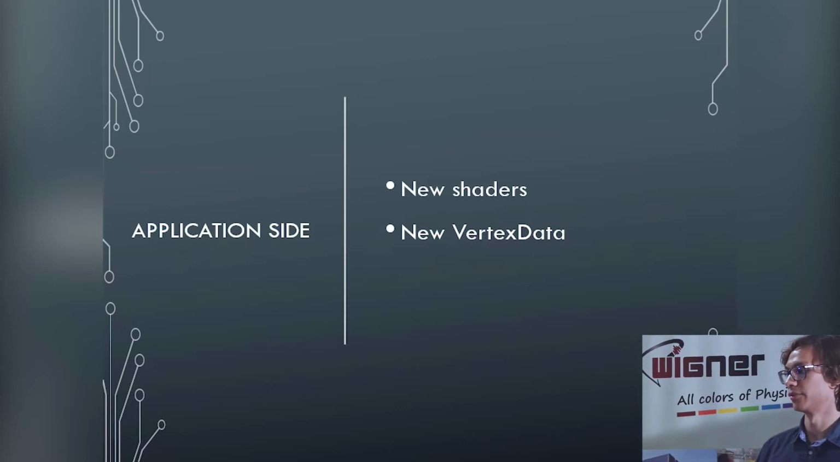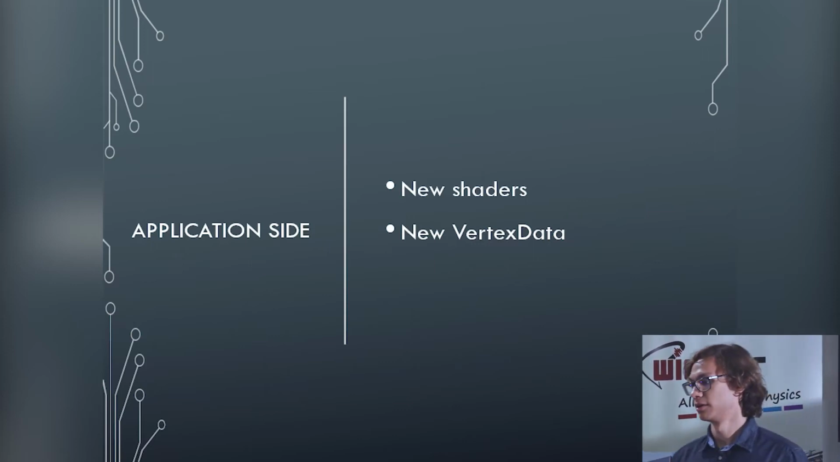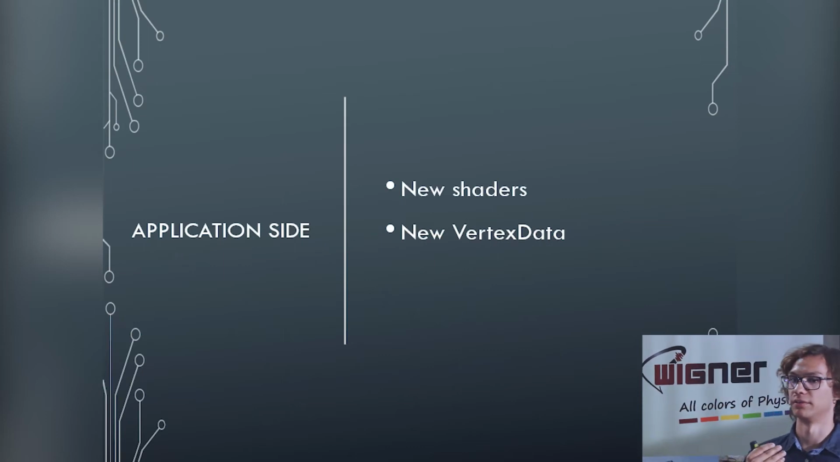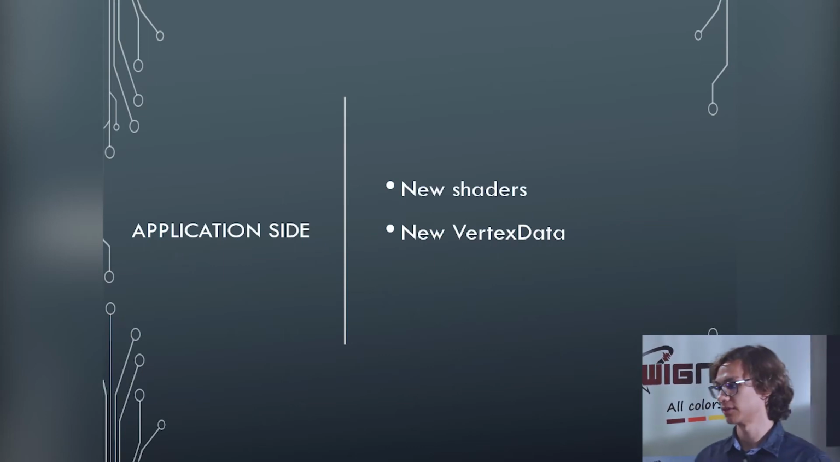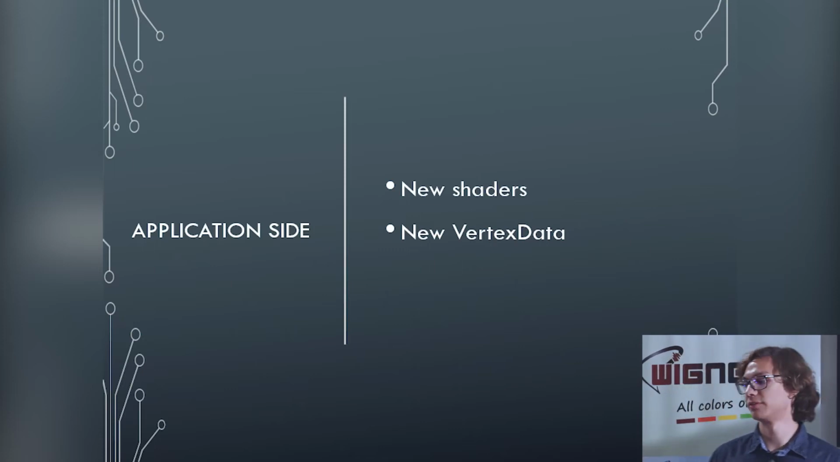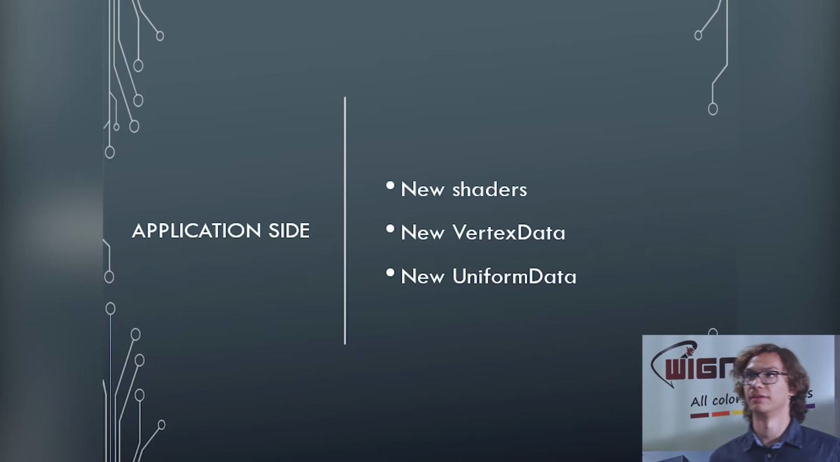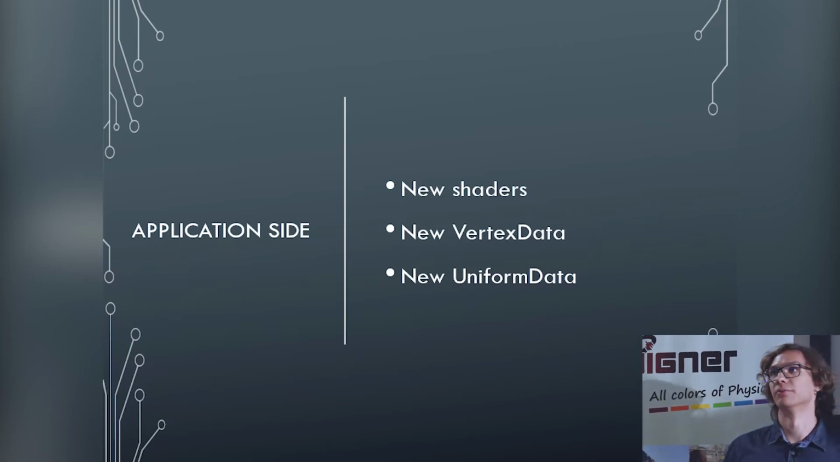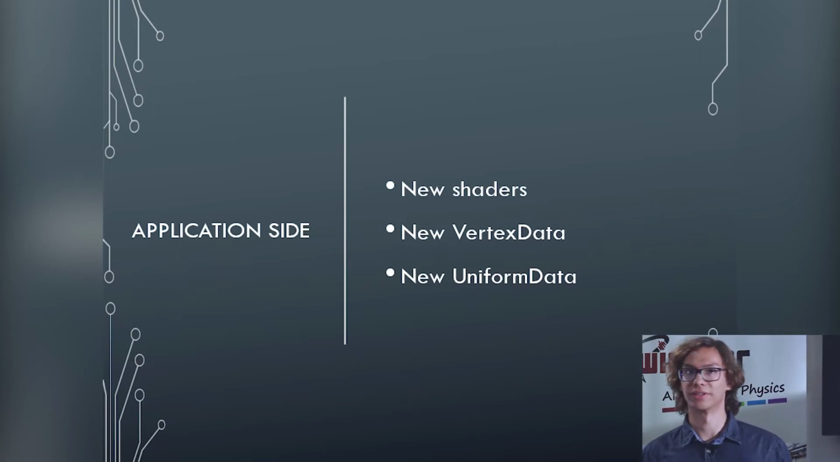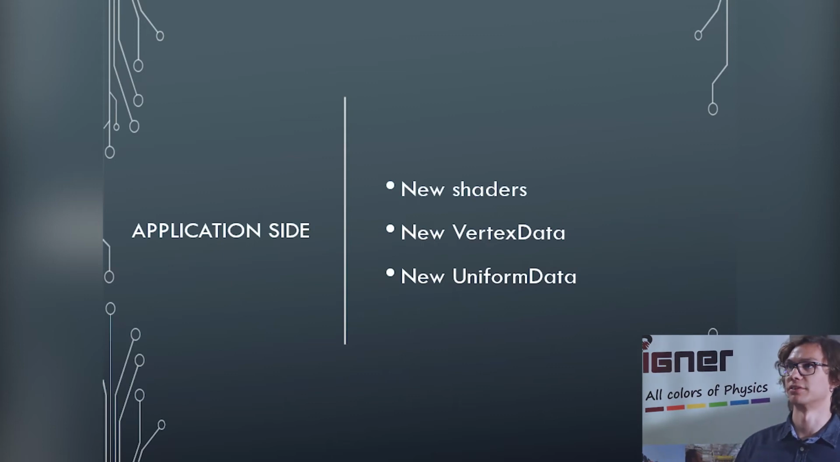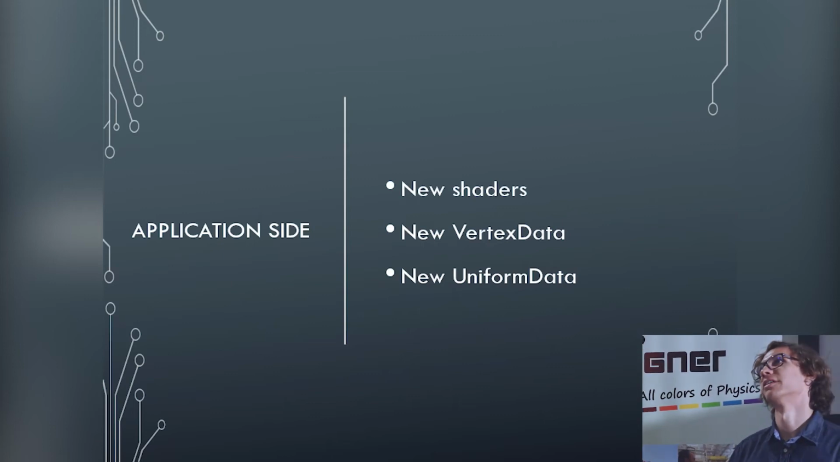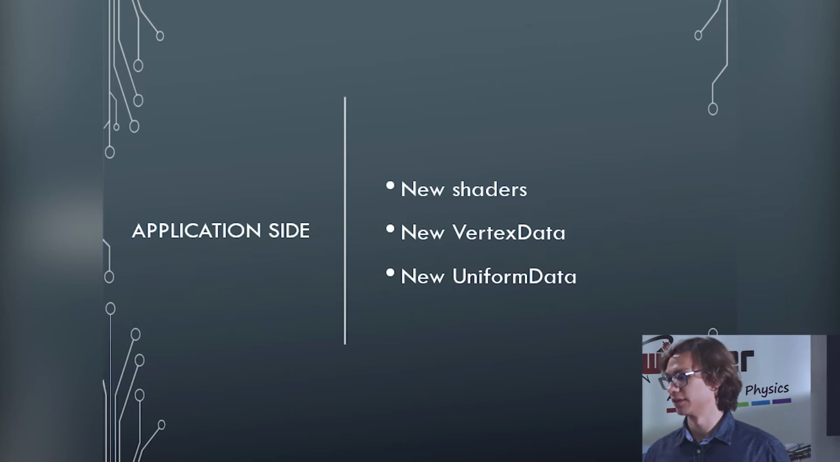It's like a position, vertex color, and texture color, and that kind of data. And maybe you want to modify these. And uniform data. You maybe want to create new uniform data. The uniform data is the data which changes frame by frame during the rendering.